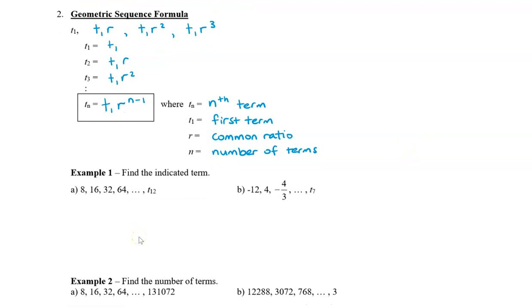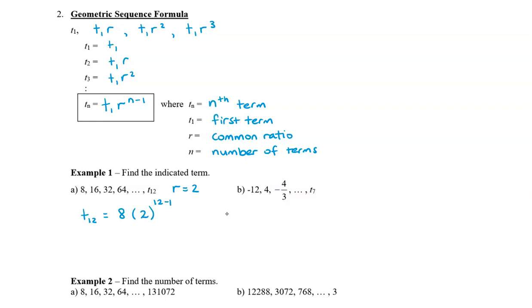In this first example, we can see that it's a geometric sequence because 16 divided by 8, 32 divided by 16, and 64 divided by 32, all of the ratios are 2. So we're going to write R equals 2. So we're looking for the 12th term. So T12 is equal to the first term, which is 8, times the ratio, which is 2, to the power of 12 minus 1, since we're looking for the 12th term.